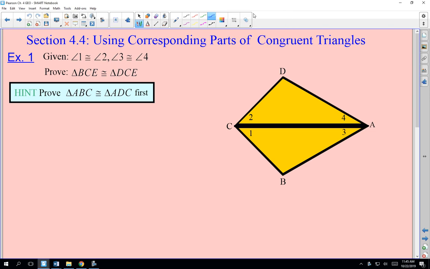Okay, this is 4.4, using corresponding parts of congruent triangles. So just one property to add. We're first going to prove triangles are congruent by one of our 4 triangle congruence postulates or theorems: side, side, side, angle, angle, side, angle, or angle, angle, side, and then use that fact to demonstrate that any of the other 3 parts of the triangle not already marked congruent are also congruent.